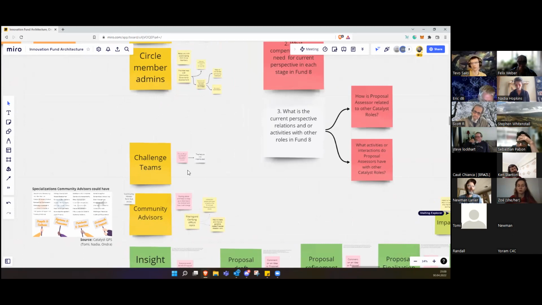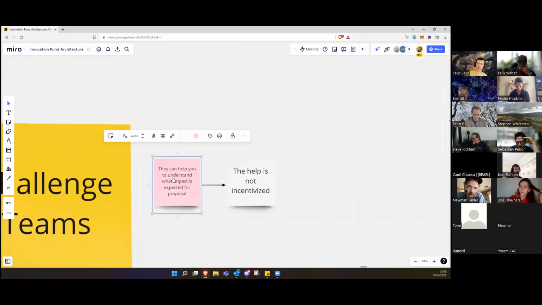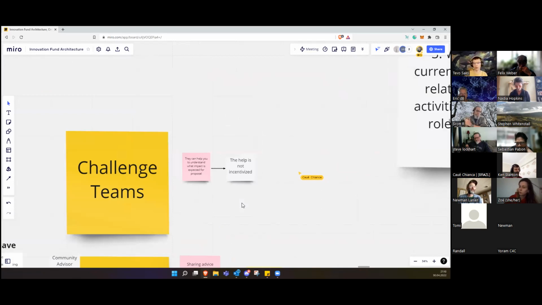One thing to notice is that this session is not about the challenge team perspective, so we go into a lot of detail on relations to other proposals. But right now, what I'm trying to achieve here is how the challenge team is helping proposal assessors, or do they have any activities? Listening to all of you, it would be nice if they helped with assessing the impact, but it's probably a good-to-have, not something they have written or are doing. So I would say the challenge teams have no relations to proposal assessors as of now, and we can move on.